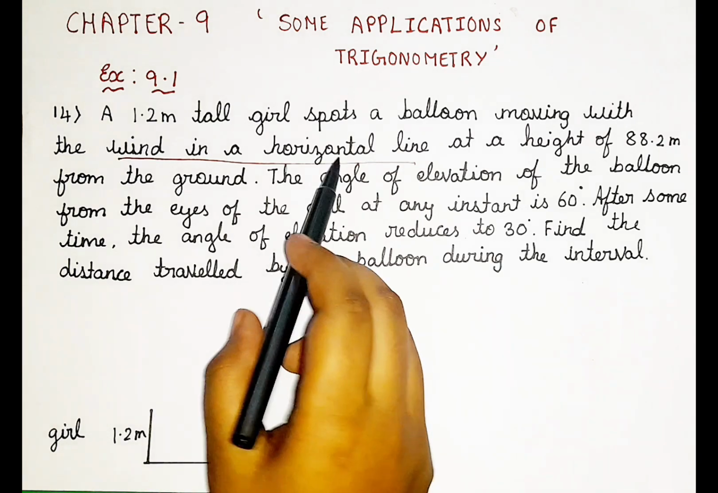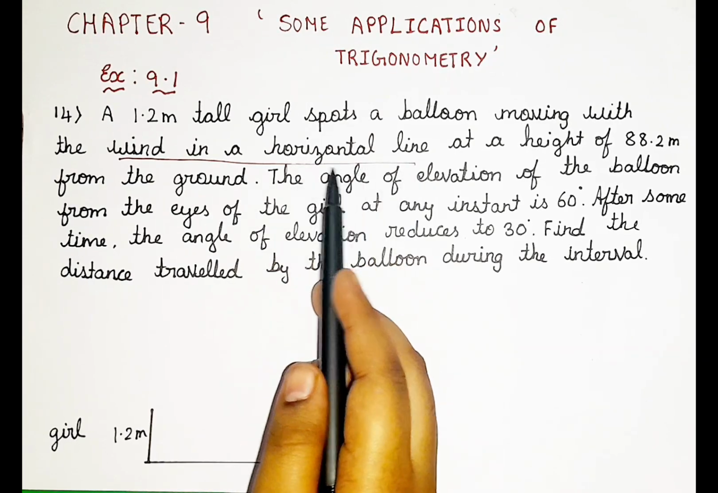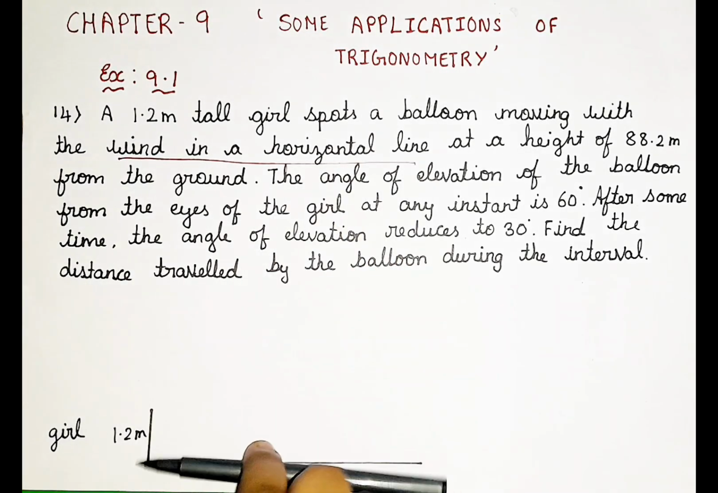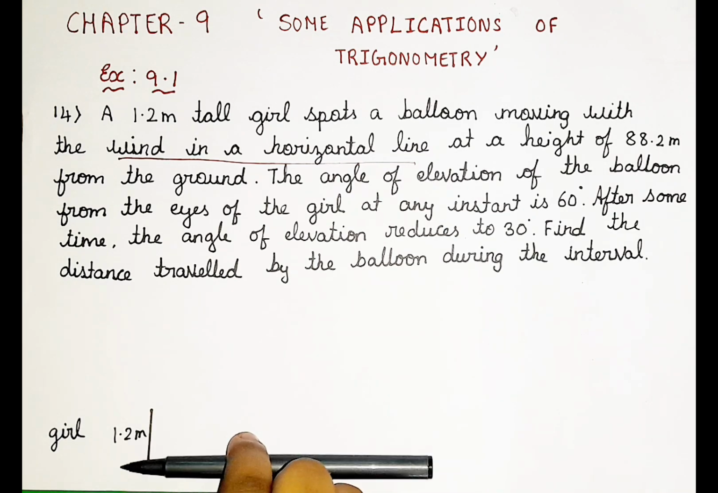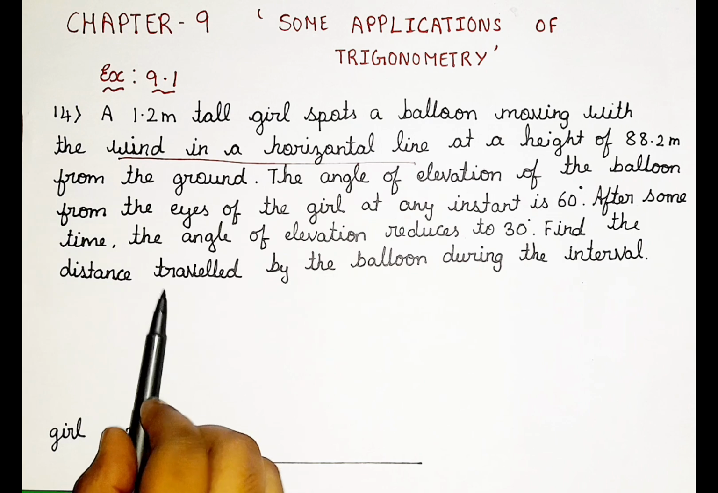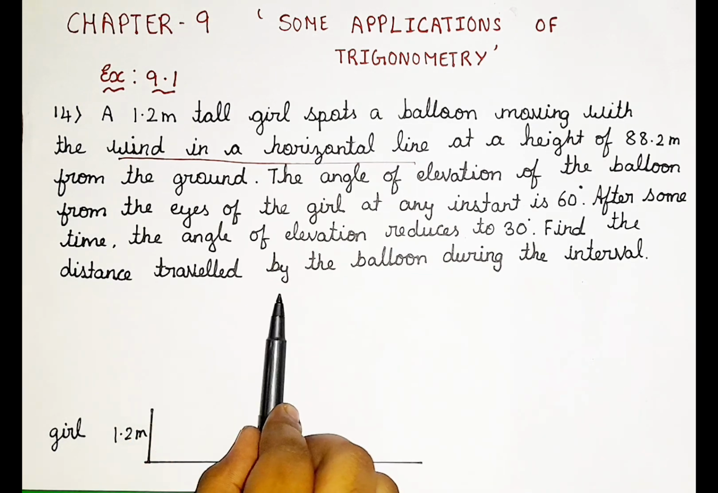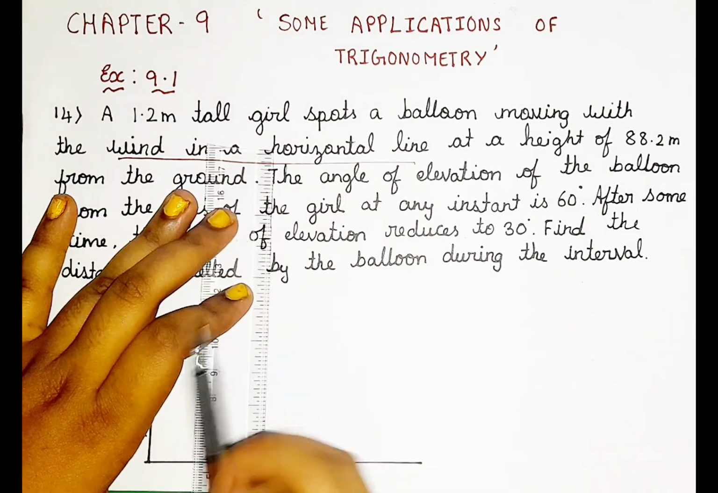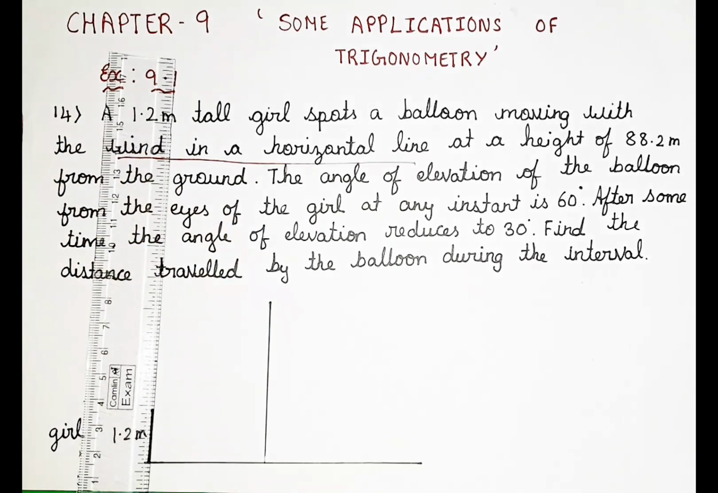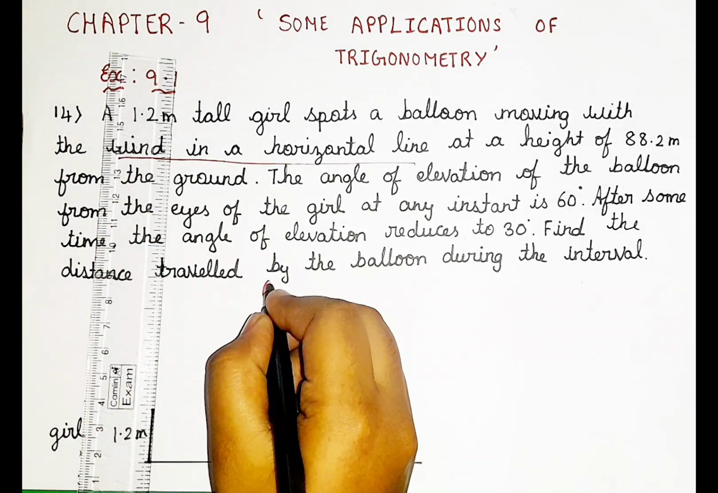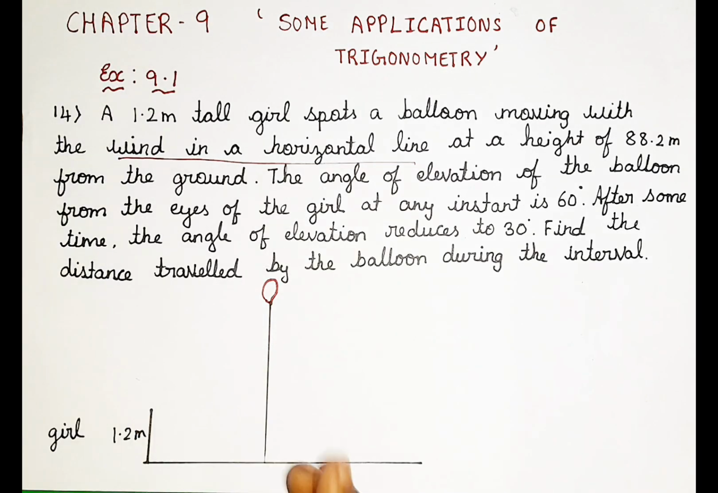She spots a balloon moving with the wind in a horizontal line. So what is the meaning of horizontal line? This we call a horizontal line, isn't it? In this horizontal line, the balloon moves like this. So when it moves like this, we can actually draw the balloon here. So the balloon is somewhere here, and it's moving in the wind like this.